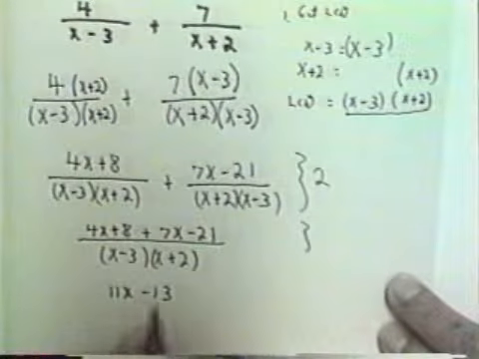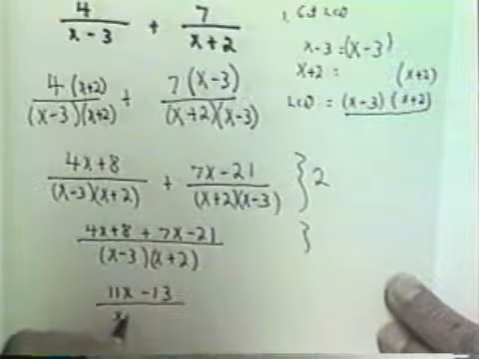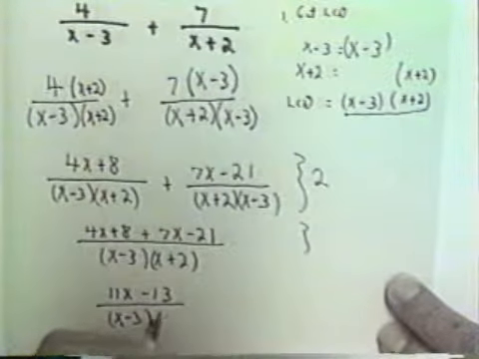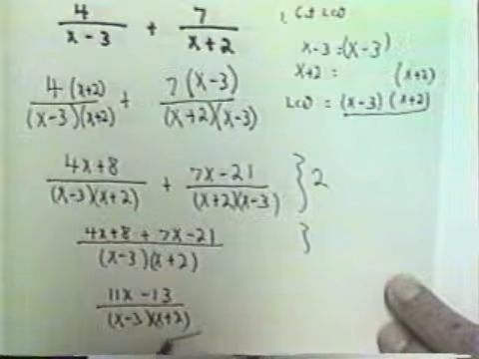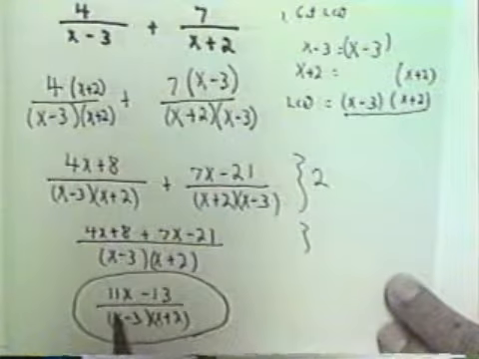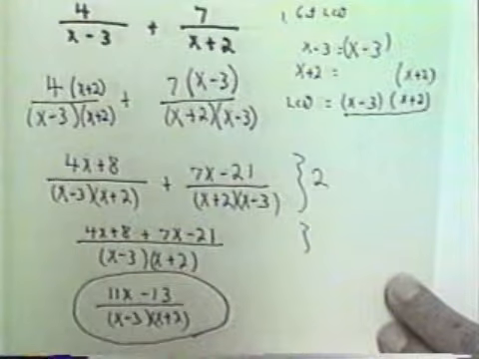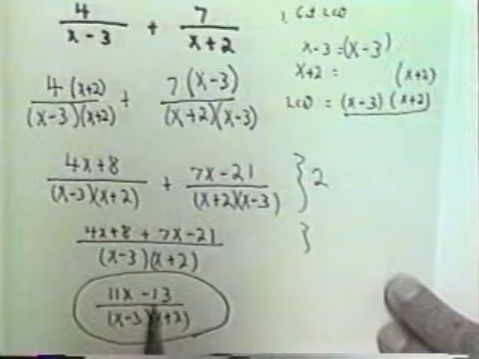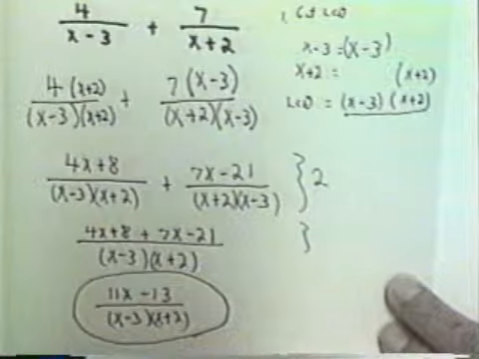So I have 11x minus 13 over the denominator of x minus 3 times x plus 2. I would reduce if I could, but you can only reduce if you can factor, and since I can't factor 11x minus 13, I know that I cannot reduce. So the answer is 11x minus 13 divided by x minus 3 times x plus 2.